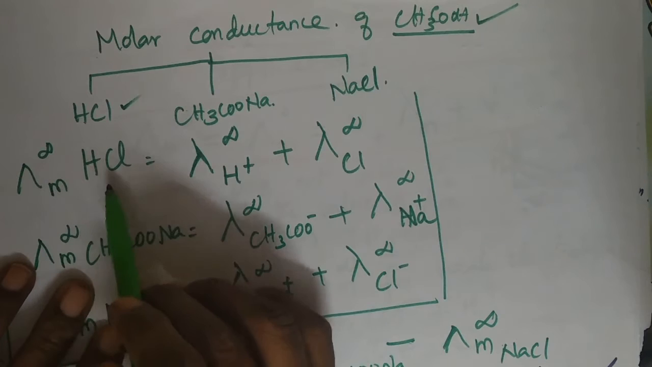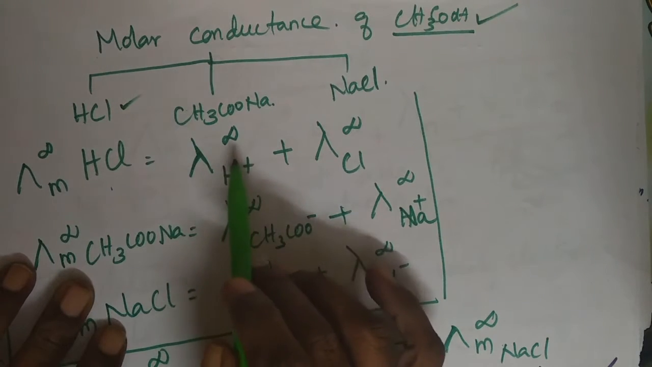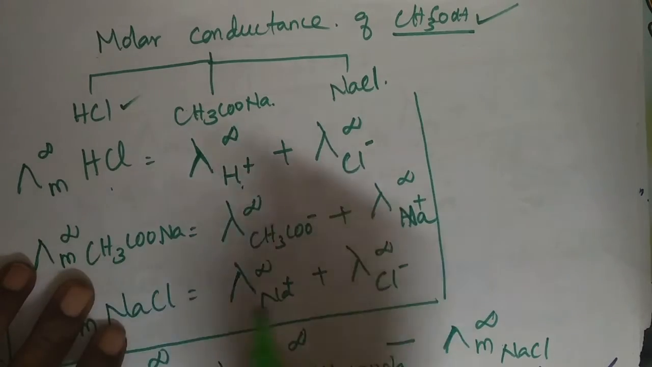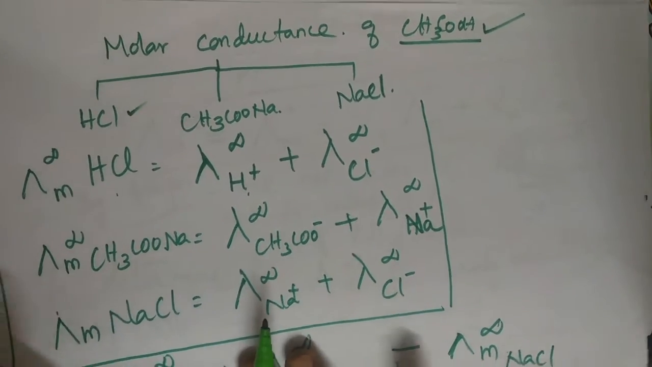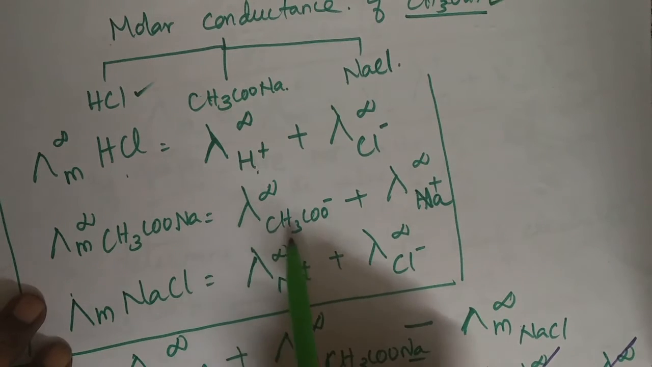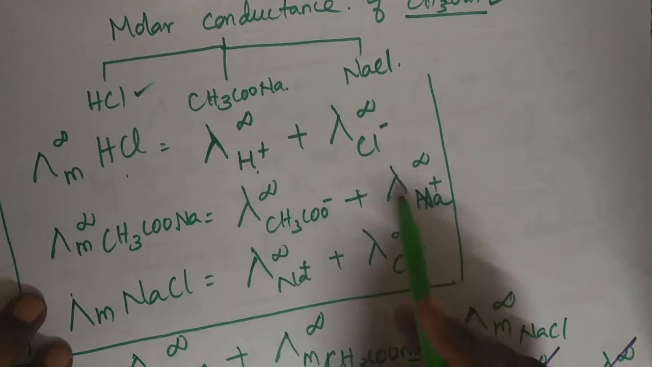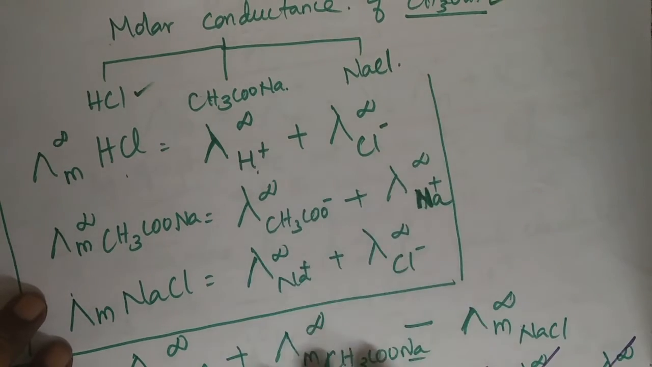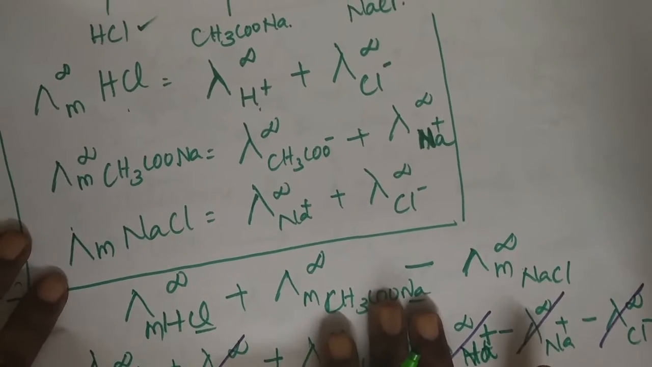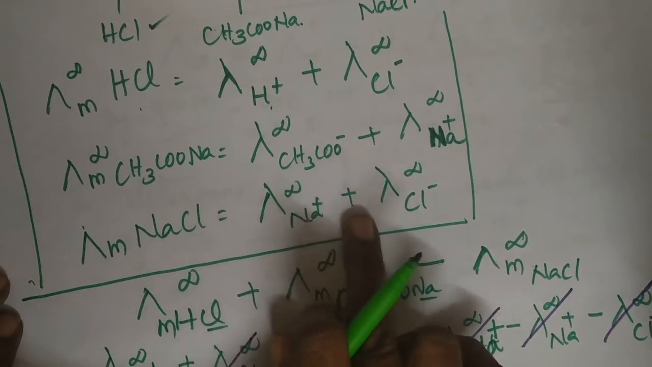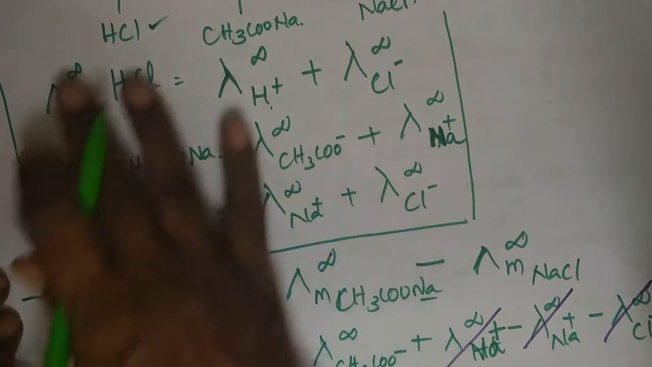Lambda m infinity of HCl is equal to lambda H plus infinity plus lambda Cl minus infinity. Like that, lambda m infinity of CH3COONa is equal to lambda CH3COO minus infinity plus lambda Na plus infinity. Likewise, lambda m infinity of NaCl is lambda Na plus infinity plus lambda Cl minus infinity. This is what we are getting.